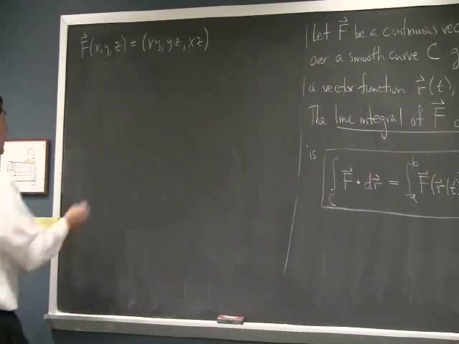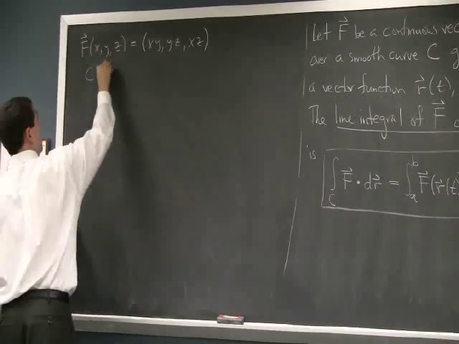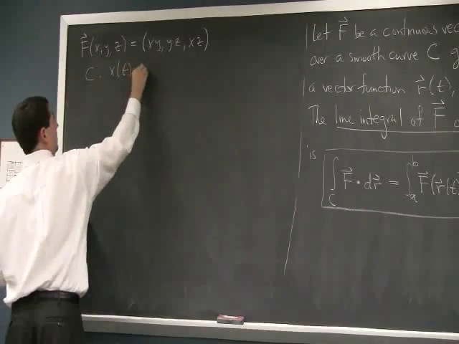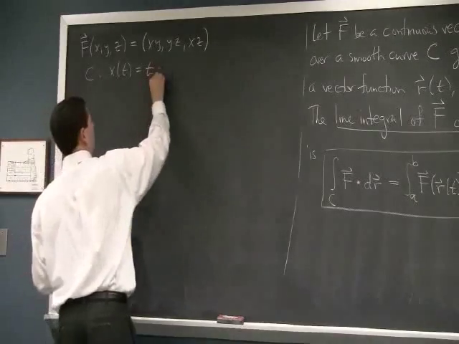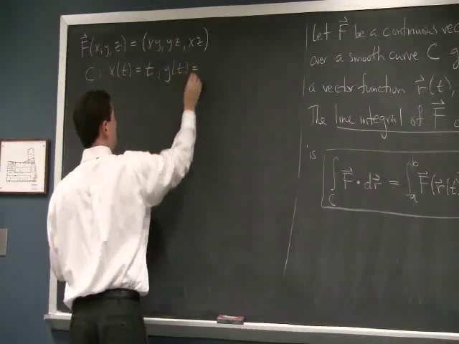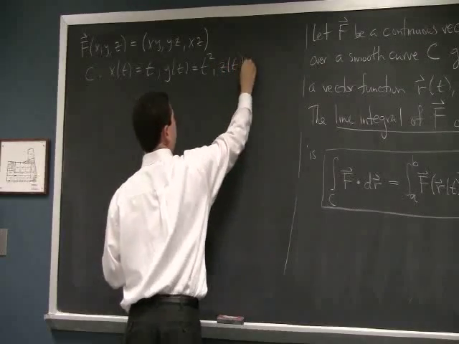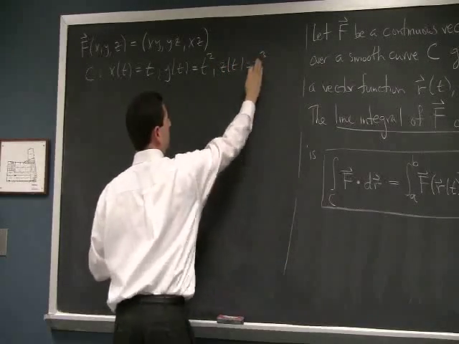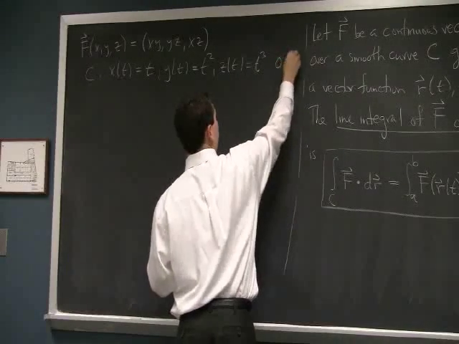All right, and the curve is going to be parameterized in the following way. X of t is just going to be t. Y of t will be t squared, and z of t will be t cubed. And we'll let t go from 0 to 1.